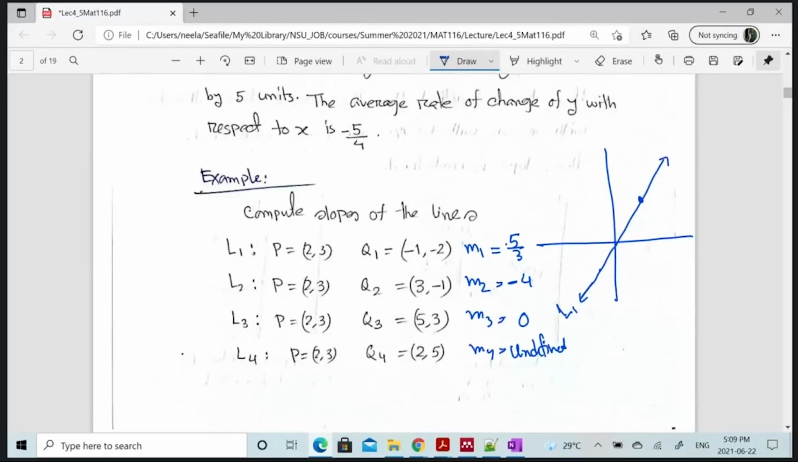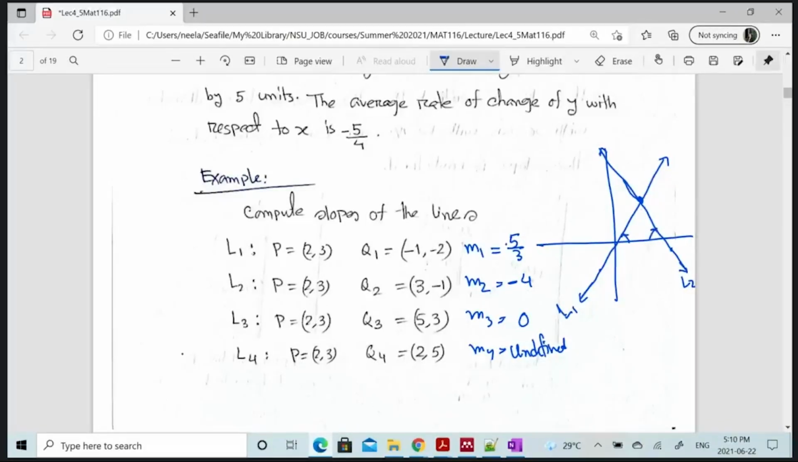Then 3 minus 1. So this is 2, 3 and 3 minus 1. So this is our L2. So you check the slope, like which is positive or negative. So this is L2. And you see for L1 the slope was positive. So we are good. For L2 the slope is negative.